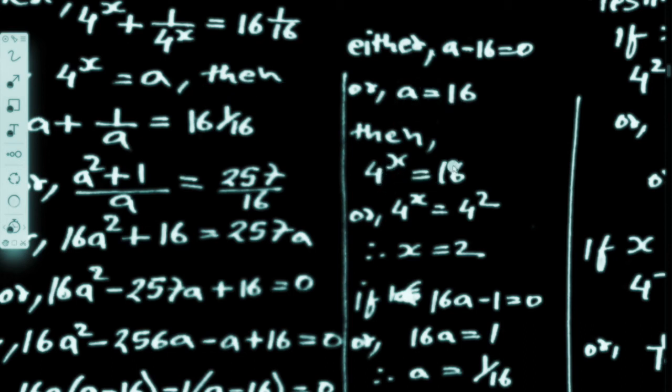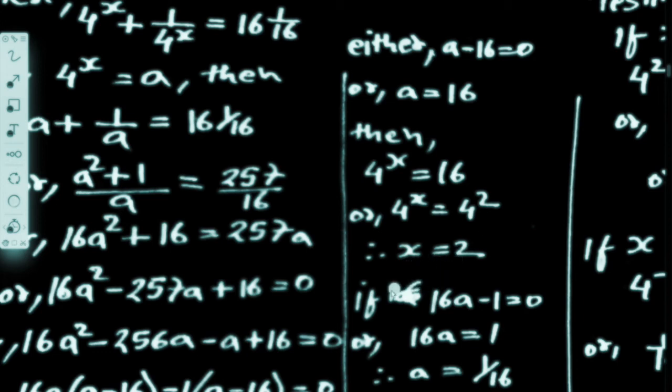4 power x equals 16, or 4 power x equals 4 square. 4 square means 16. So now here the base is the same, 4 and 4. So in place of x, we can easily write x equals 2. Therefore x equals 2 is our first value of x.